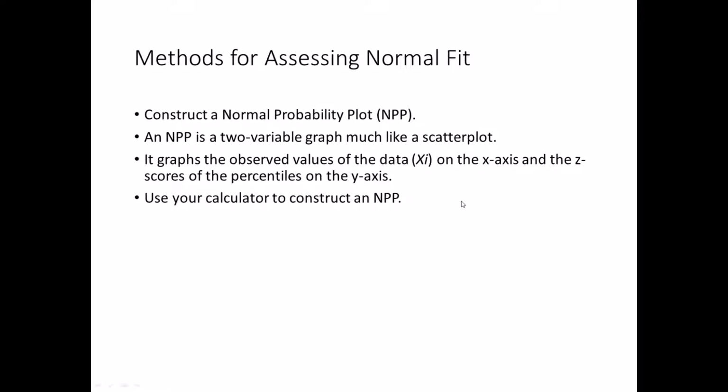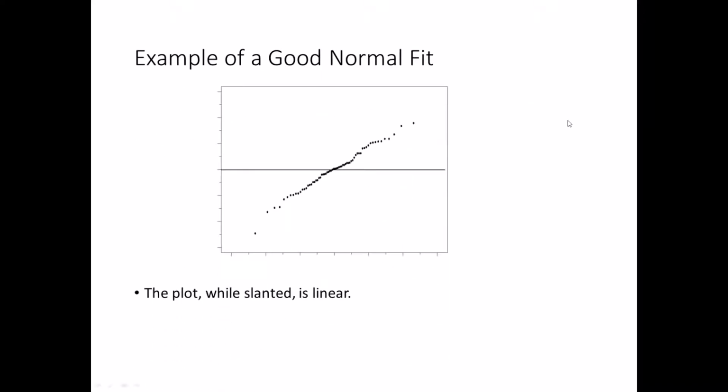So we just need two things. What do we expect it to look like? And based upon the details of what it looks like, can we say that our sample fits a normal model? All right, so this is an example of a good normal fit. All right, even though this is slanted, see the slant? It is still lining up pretty straight. Like if I were to superimpose a straight line behind this, it would line up pretty well.